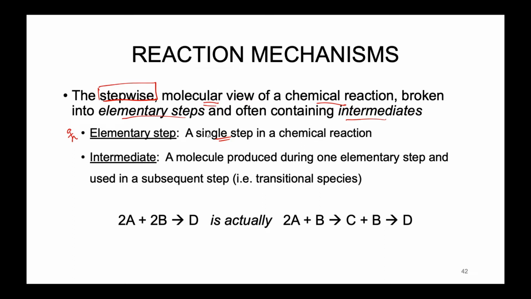And so if we string all of these steps together, right? Step 1, step 2, step 3, there are going to be some molecules that get produced between the initial and the final stages, and we call these in-betweens intermediates. This is a molecule that's produced during one elementary step, but it then gets used up in a subsequent step. So this is going to be some type of transitional species in between.